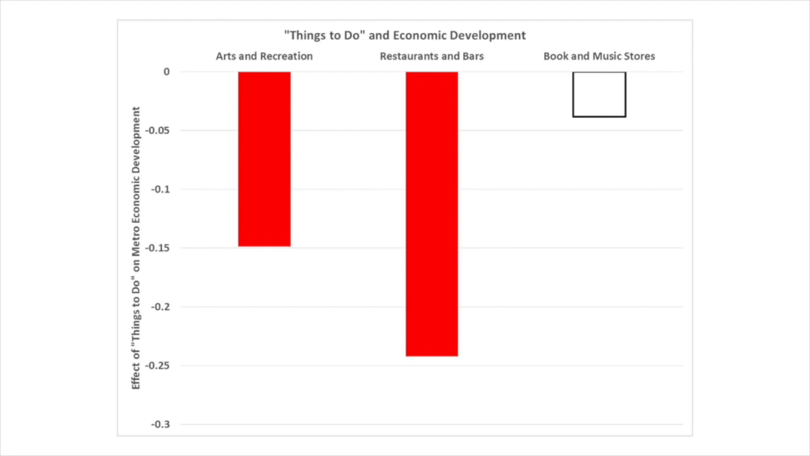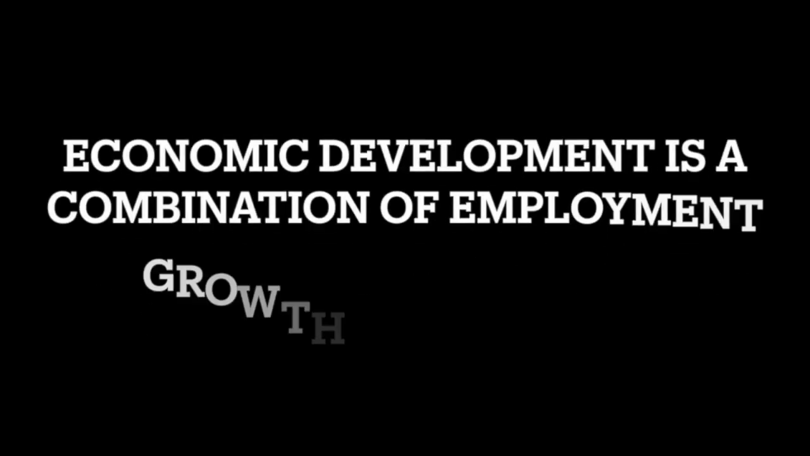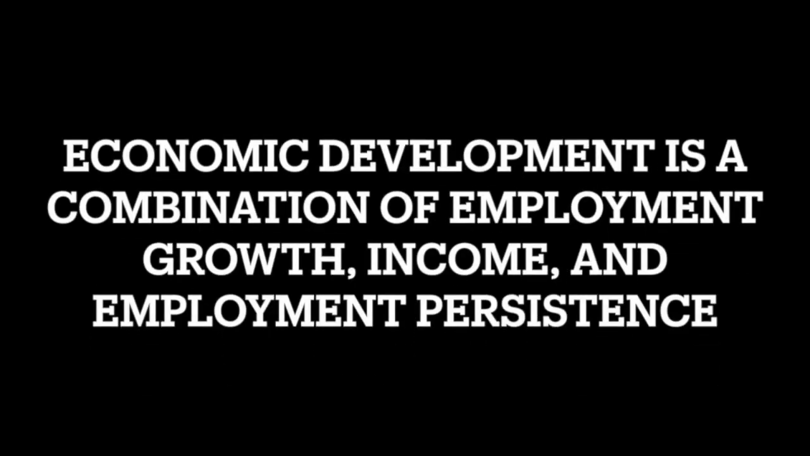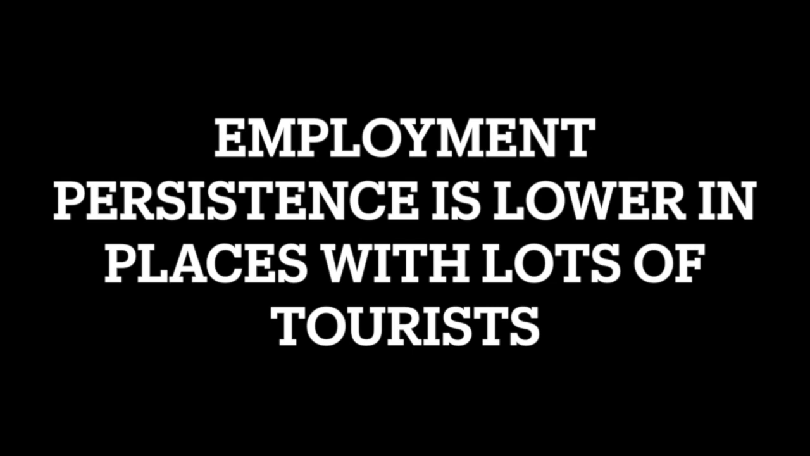The bars are shaded in red to indicate results that are statistically significant. So these results tell us that regions with specializations in arts and recreation businesses and restaurants and bars actually performed worse for the growth of good jobs between 1990 and the mid-2010s. But you might recall that the Economic Development Index is a combination of the employment growth, income, and employment persistence indices, where employment persistence is a measure of the ups and downs or fluctuations in employment over time.